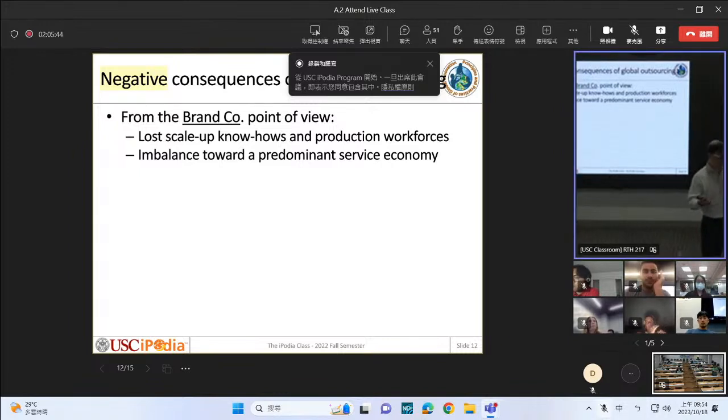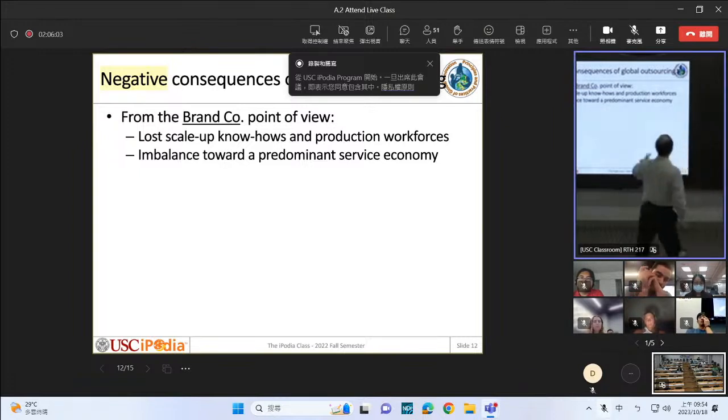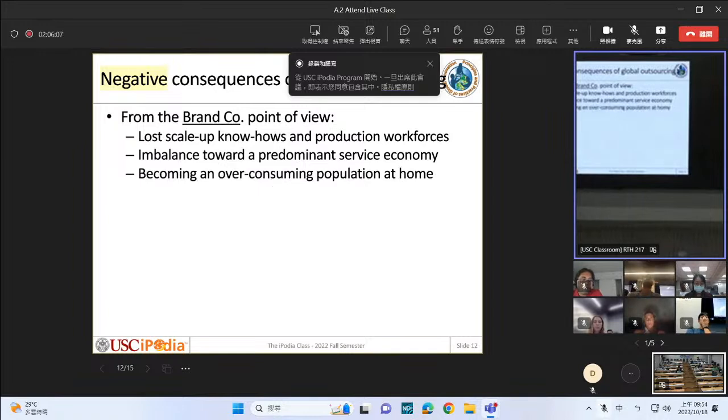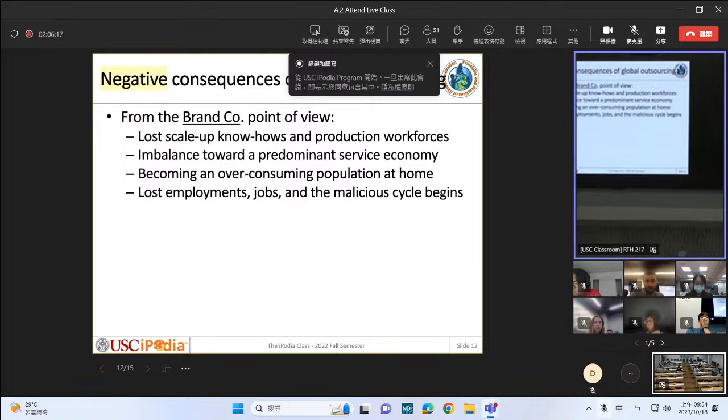Okay, because unless the whole world is one economic region, unless we're all happy forever. But when you have all the regional political divisions there, such a transformation from manufacturing to only service industry is very, very risky. It's very risky, okay? So you can see many developing countries are suffering from this, okay? Over-consuming population, we talked about it, because people don't have to work hard. They can still enjoy a pretty good life, okay? They lost employment, jobs, okay?